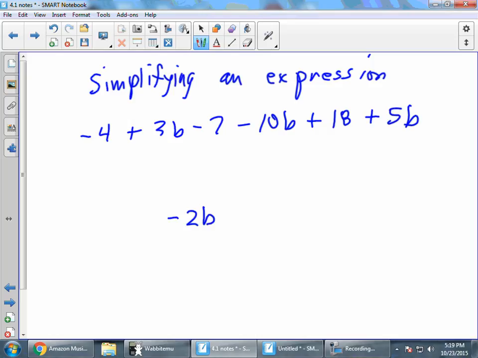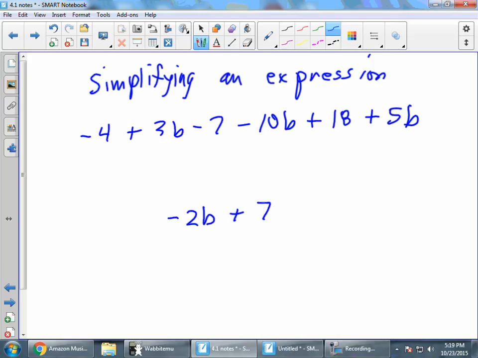Okay, so we can add those together. And again, if you have to, you can do it off to the side or something. But negative 4 minus 7 is negative 11, plus 18. So negative 4 minus 7, that's negative 11, plus 18 is 7. So this is plus 7.